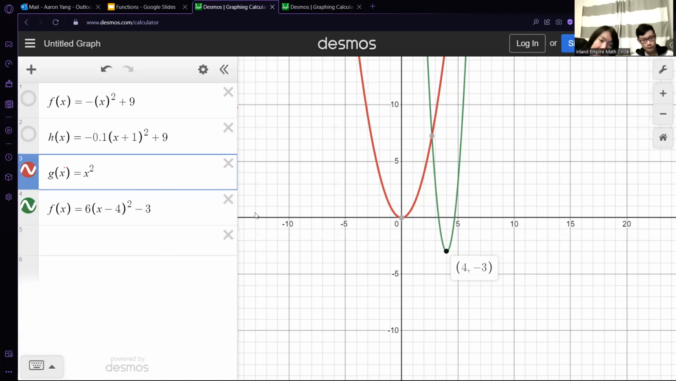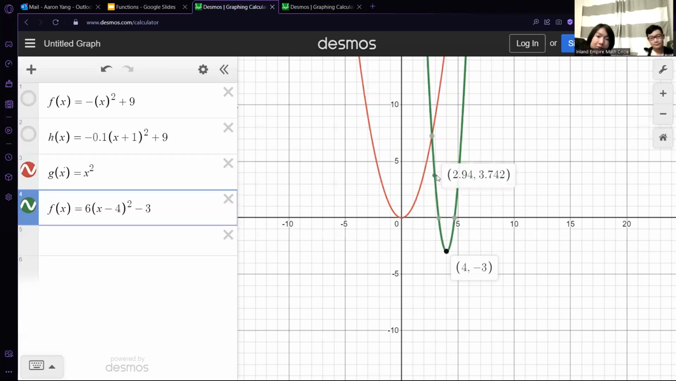And lastly, we can see that compared to our parent function here, this green line, this is a lot thinner, right? It looks a lot stretched out. So why is that? It's because we multiplied the whole quadratic here by 6. Remember, any factor that you multiply here that's greater than 1 will stretch out the graph, and everything that's less than 1 will compress the graph. So hopefully that made sense.